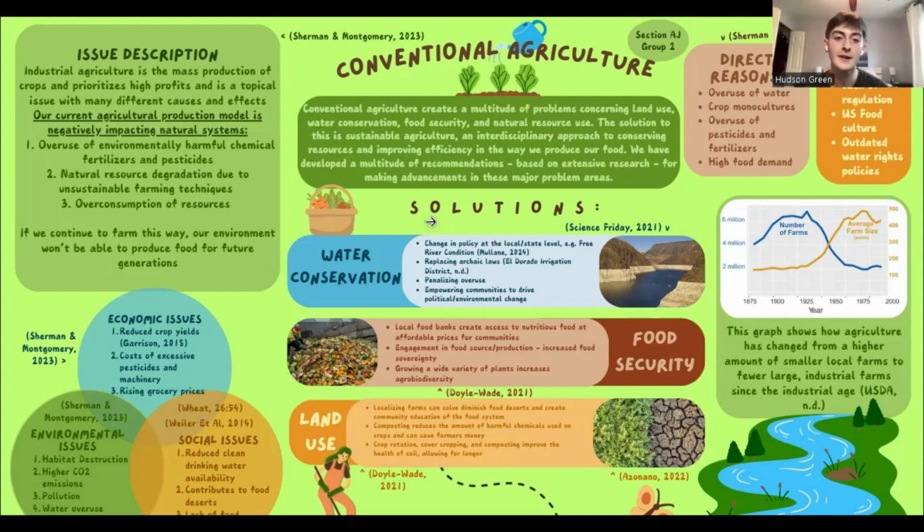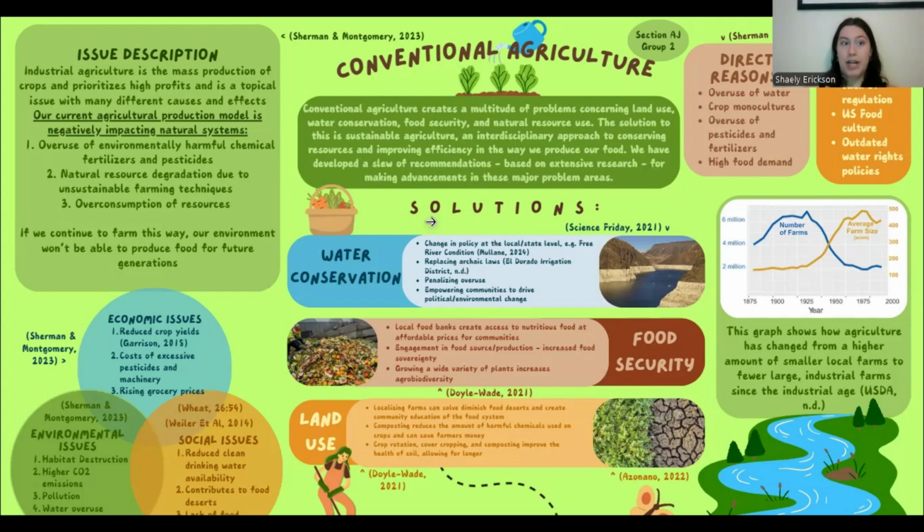And altogether, it falls under the umbrella topic of conventional agriculture and sustainable agriculture as a solution. So conventional agriculture creates a multitude of problems concerning land use, water conservation, food security, and natural resource use. The solution to this is sustainable agriculture, an interdisciplinary approach to conserving resources and improving efficiency in the way we produce our food. We have developed a multitude of recommendations based on extensive research for making advancements in these major problem areas.